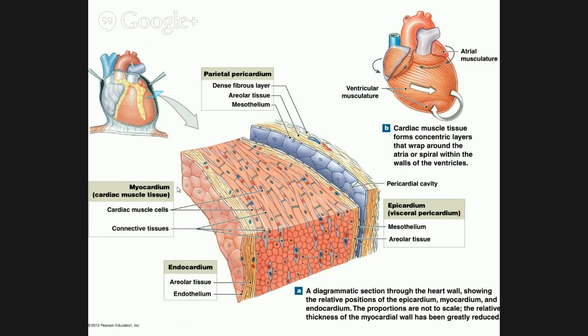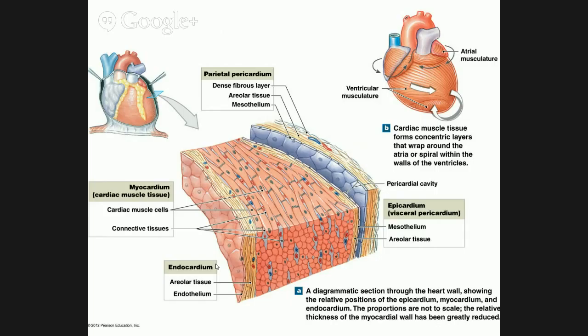As we move in from that, the next layer, which is the majority of the wall of the heart, is the myocardium, which is the cardiac muscle tissue, and associated connective tissue, which helps to hold it all together. And then the innermost layer is the endocardium. That is also a simple squamous epithelium and its associated areolar connective tissue. It just lines the inside surface of the heart, making it a continuous, smooth surface.